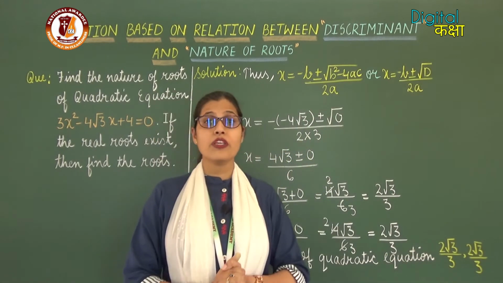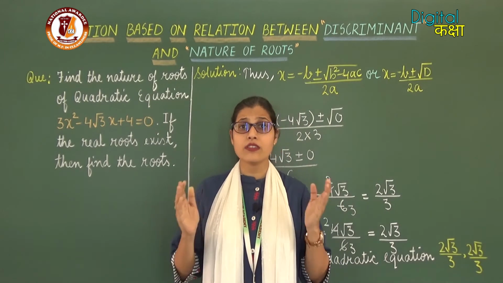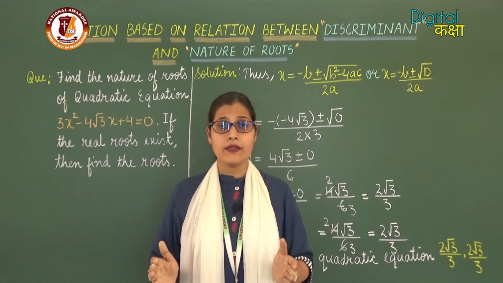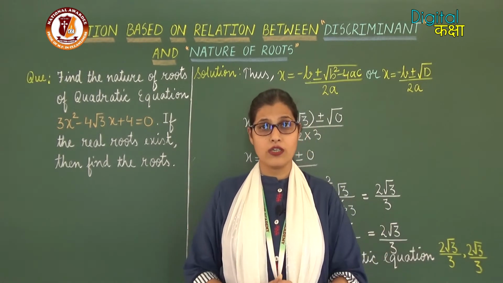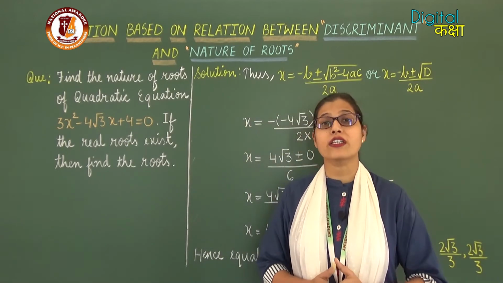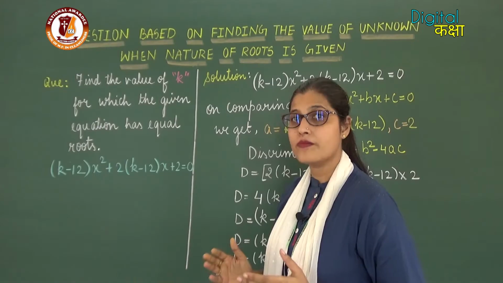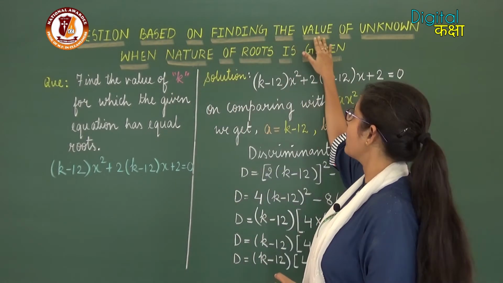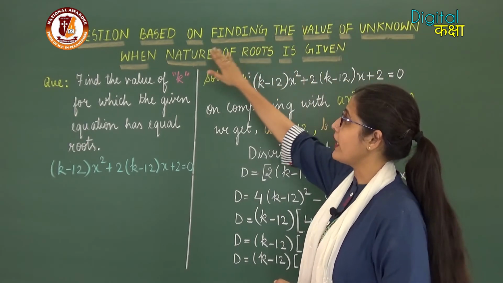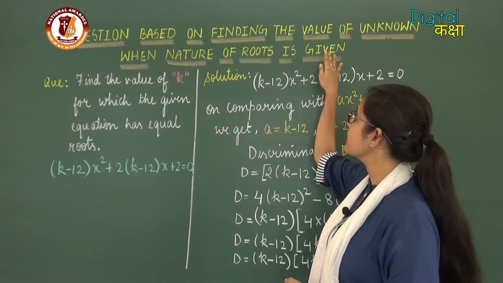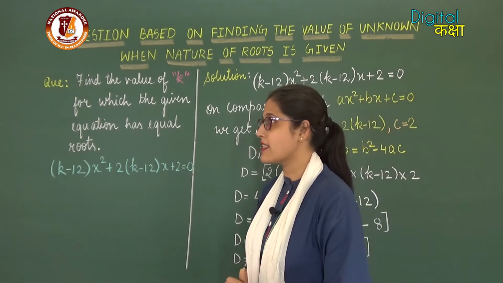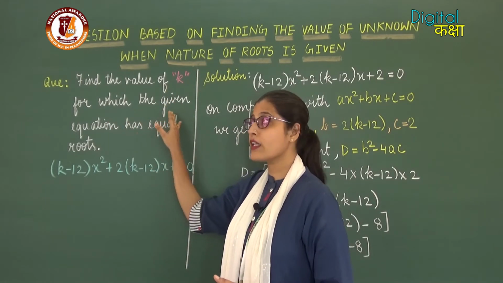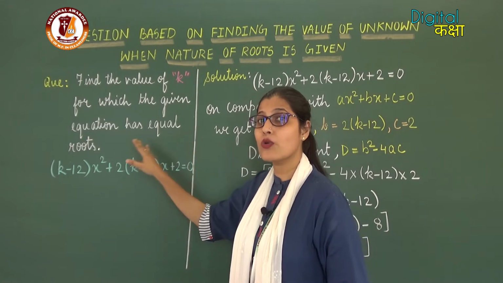In this manner, we can first check whether the real roots exist or not. If the real root exists, then by using the quadratic formula, we can find the roots of the given quadratic equation. Now, we will be learning the questions based on finding the value of unknown when nature of roots is given. So, the question is find the value of k, for which the given equation has equal roots.